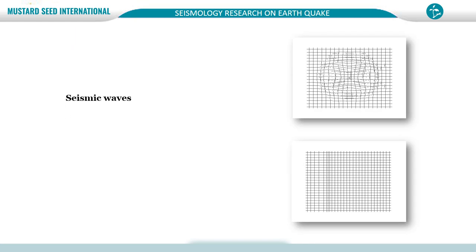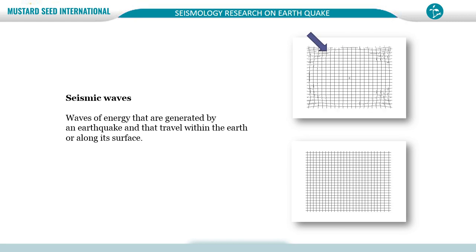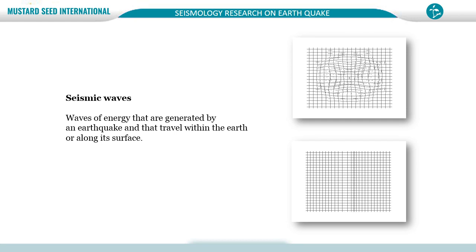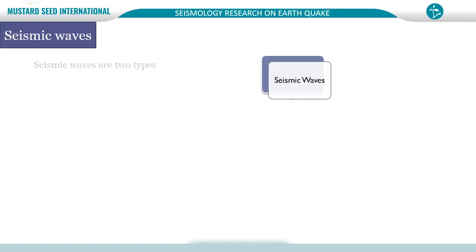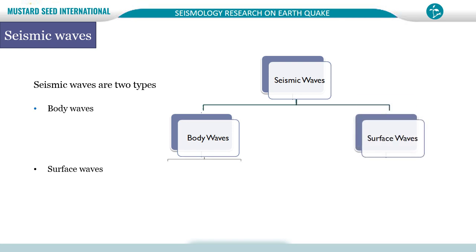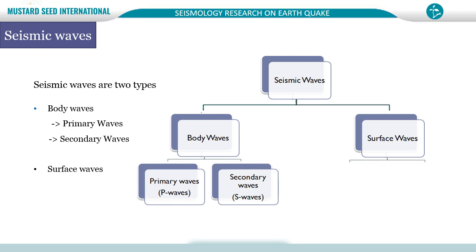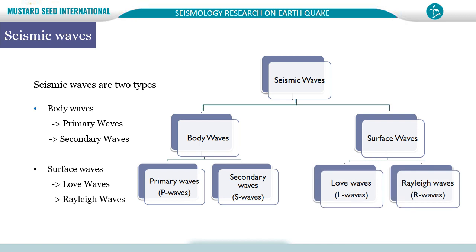Seismic waves. Seismic waves are the waves of energy that are generated by an earthquake that travel within the earth or along its surface. Seismic waves are of two types. They are body waves and surface waves. Body waves are of two types: primary and secondary waves. And surface waves are also of two types: Love waves and Rayleigh waves.